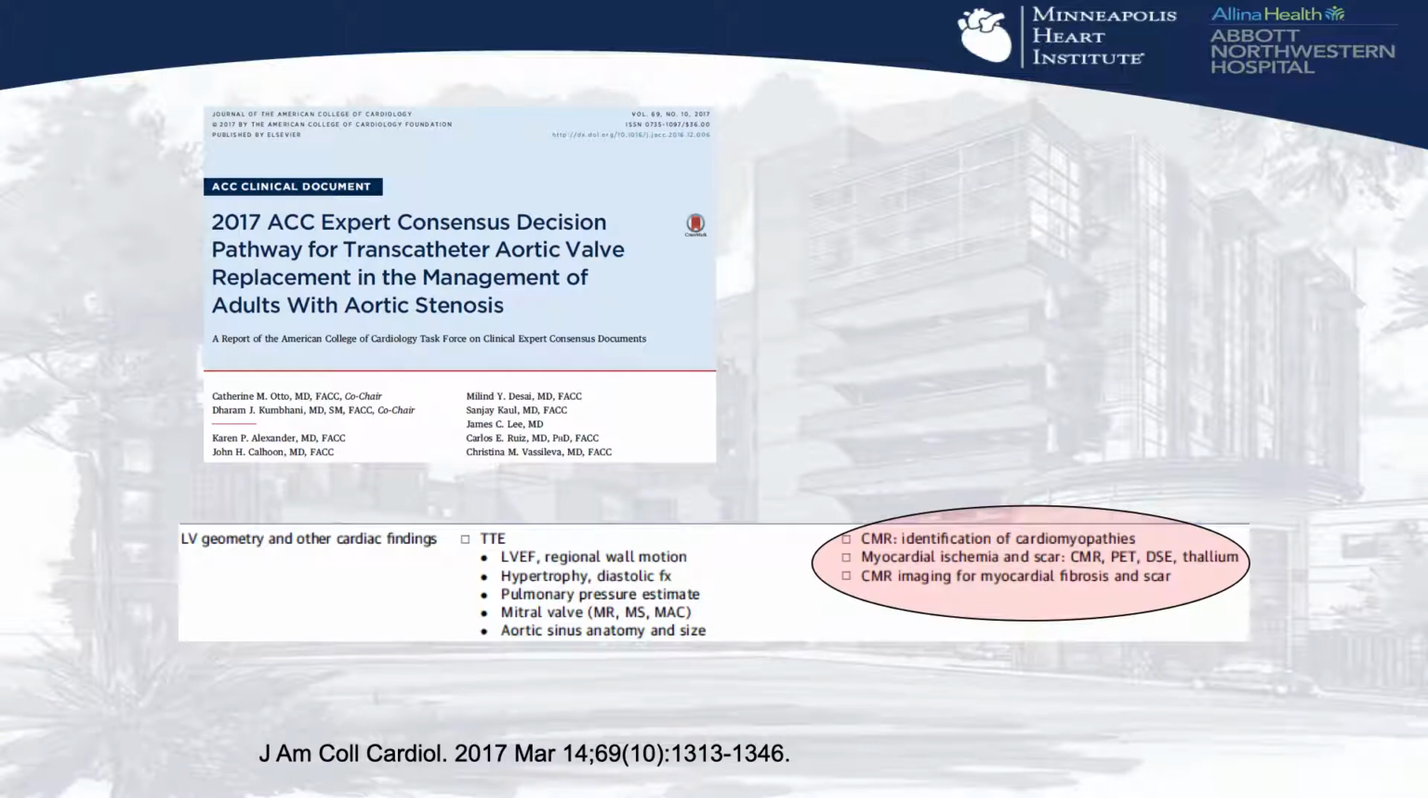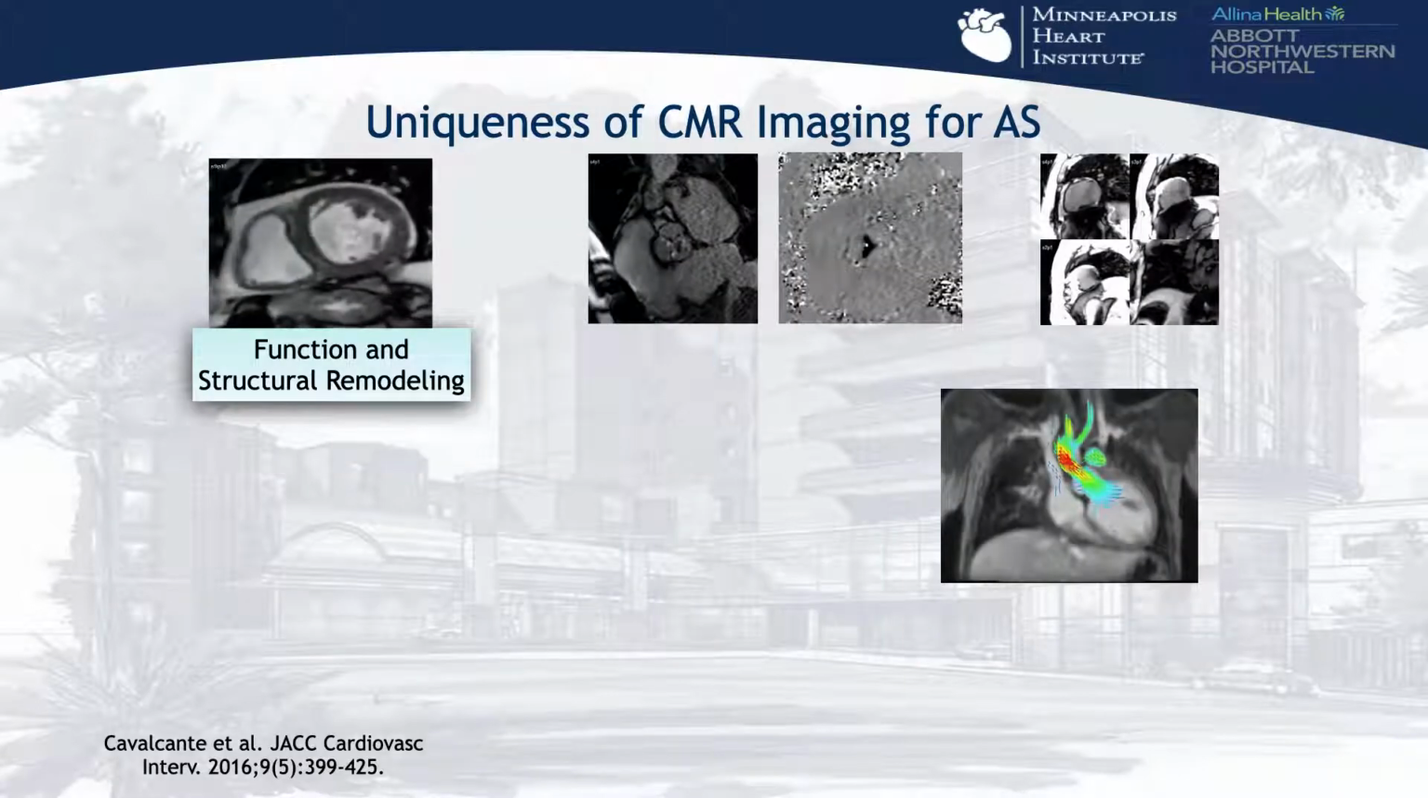The 2017 expert consensus for management of patients with aortic valve disease, and particularly aortic stenosis, through transcatheter have recommended the use of cardiac MRI for the identification of cardiomyopathies, for not only understanding the disease of the myocardium, evaluation of myocardial ischemia and scar, but also understanding the fibrotic burden, which might be important, as we'll see, in the outcomes that these patients will have despite having successful transcatheter aortic valve replacement.